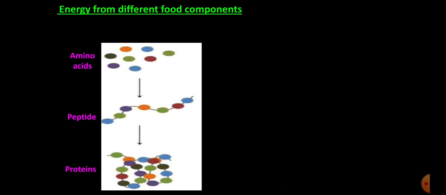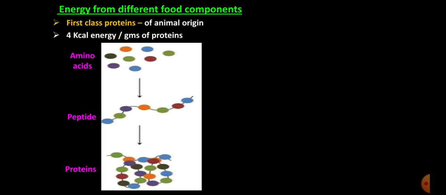Now our body gets energy from the different food components like carbohydrates, proteins and fats. Carbohydrates, if in excess in the body, are stored in the liver and also in the muscles. In the muscles, they are stored in the form of glycogen. Proteins are the macromolecules which are formed together from many amino acids. The proteins which we get from animals are called first class proteins, and from 1 gram of protein we get 4 kilocalories of energy.